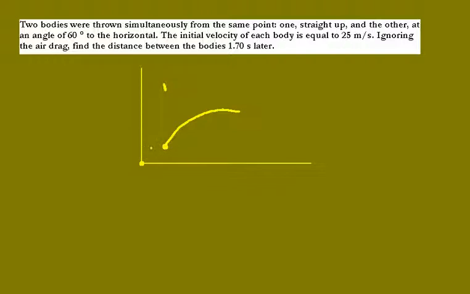So if I consider this, let me get a straight line here. I consider this as the horizontal, then the angle in which it was tossed was 60 degrees, whereas this particular body has been tossed in the vertical direction. So this is the particle 2. We have been asked to find the distance between these two bodies after a time of 1.7 seconds.